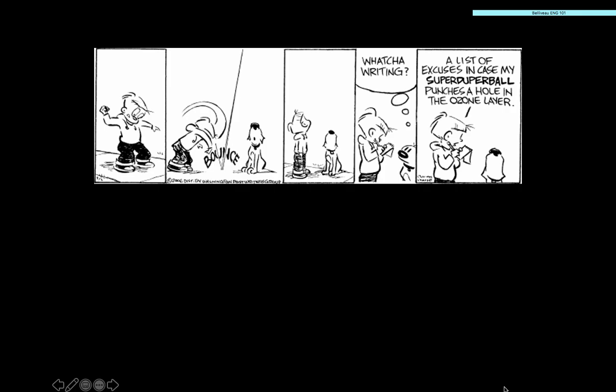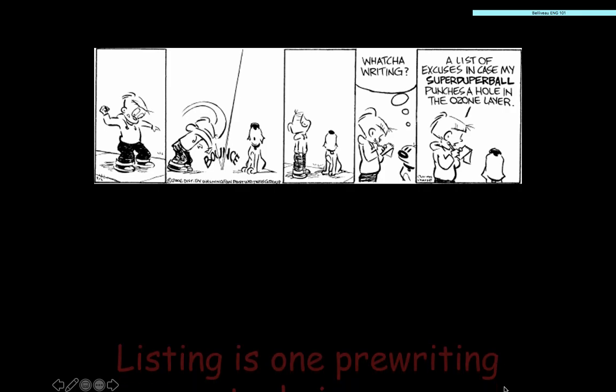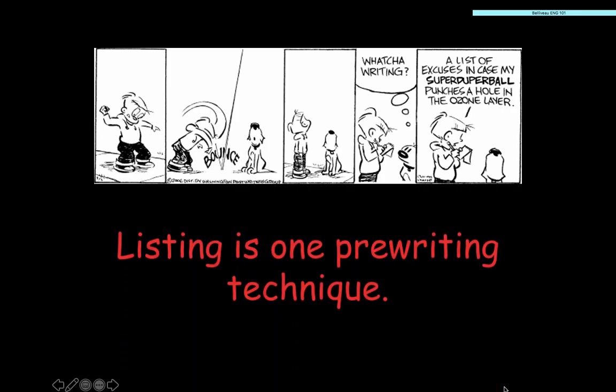Here you've got a kid bouncing his ball, and because it's a comic strip, the dog is talking to him and saying, "What you writing?" He says, "A list of excuses in case my super duper ball punches a hole in the ozone layer." Well, listing is one pre-writing technique, and we'll be working with that very, very soon. In fact, probably the next thing you'll do after this, watching this video and writing a blog post on it, will be to work on a listing exercise that I have for you.